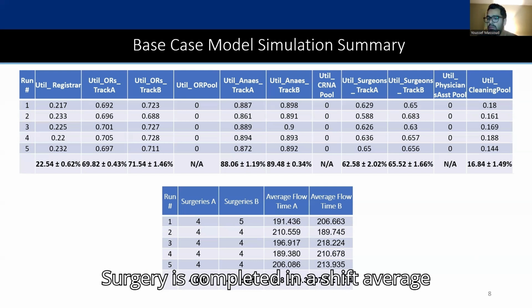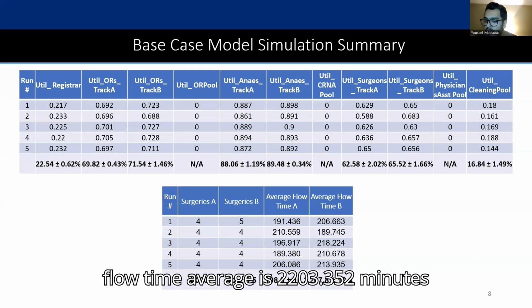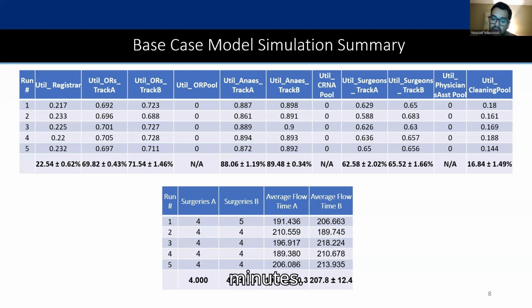Surgeries completed in a shift average to 4.1 surgeries per day per track, with a standard deviation of 0.27. The average flow time averages to 203.352 minutes, with a standard deviation of 9.33 minutes.